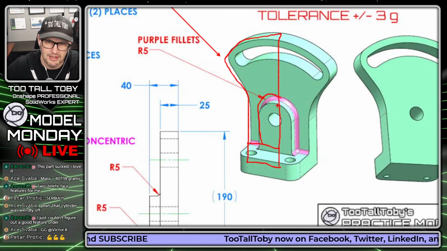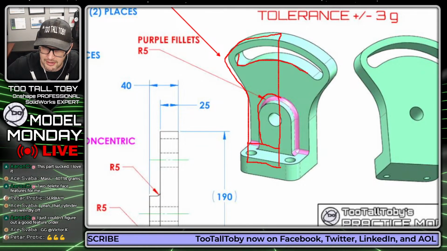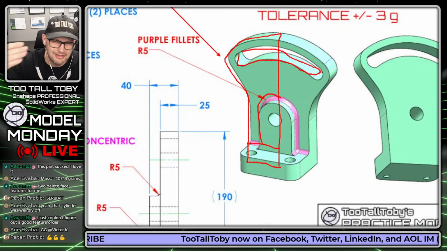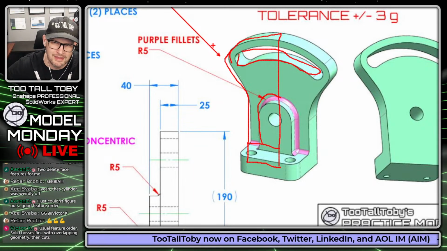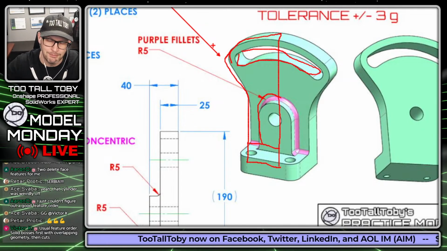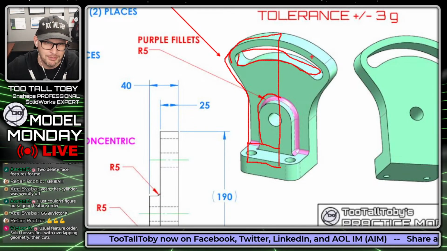I think that's reasonable to include that geometry, but I'm probably not going to include this slot up here. I think that's just going to make too many tangency relationships. I'm probably not going to include this fillet here. That's too many tangency relationships. Just try to keep your sketches simple, and it'll make it much easier to lay out your geometry and get it to snap into place.